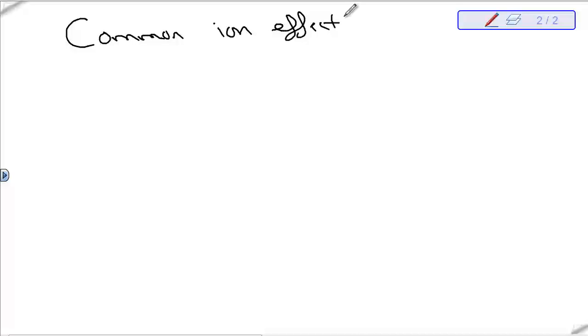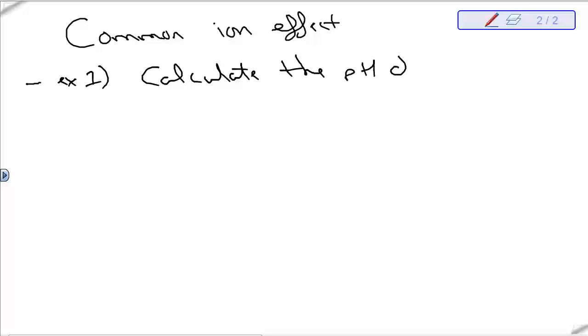Okay. So the common ion effect can be demonstrated with a simple question. So let's just do our example to demonstrate it. We'll call this example number 1. We're going to calculate the pH of 0.30 molar acetic acid.